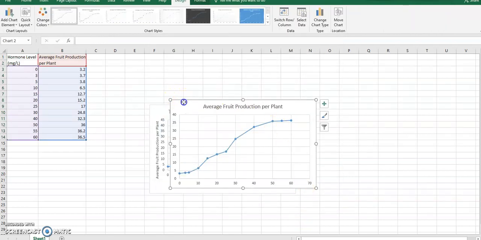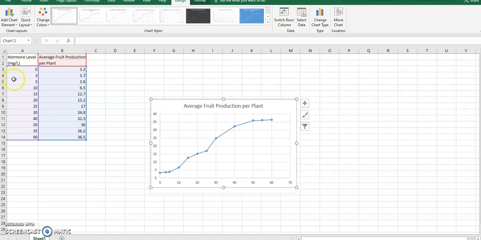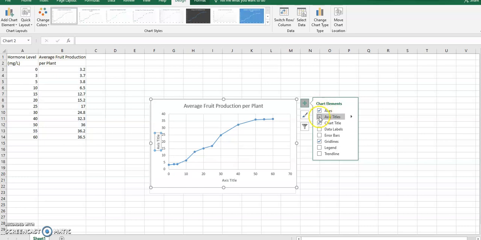That's the graph showing you the relationship between these two columns, right? Of course, the graph doesn't have the axes labeled, so you can enter those axis labels. For example, here this is a plus symbol. If you click on it, you can add some options to your graph, for example axis titles.